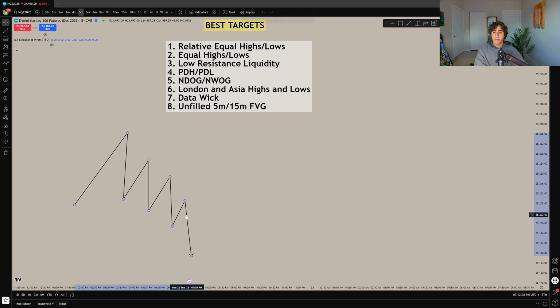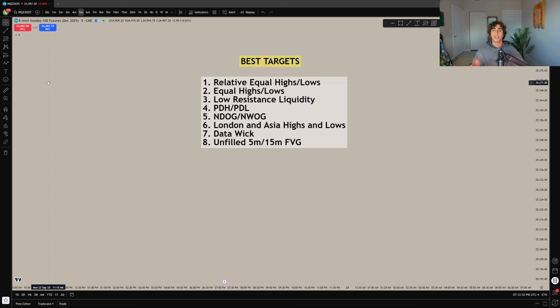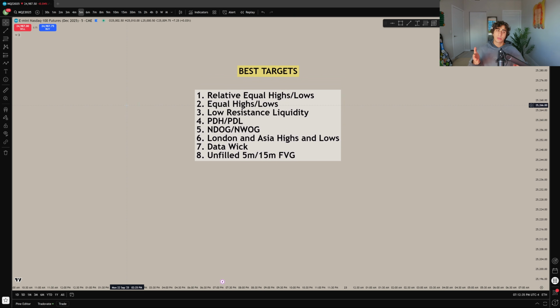Then we have fourth, previous day high and previous day low. I showed you guys what that was, right? Not only is that a great rejection area to be bouncing off of, it's also a great target. We can target this previous day high and previous day low.